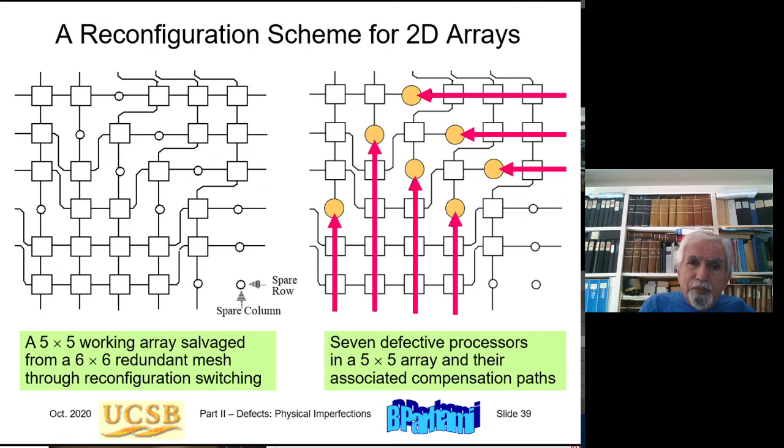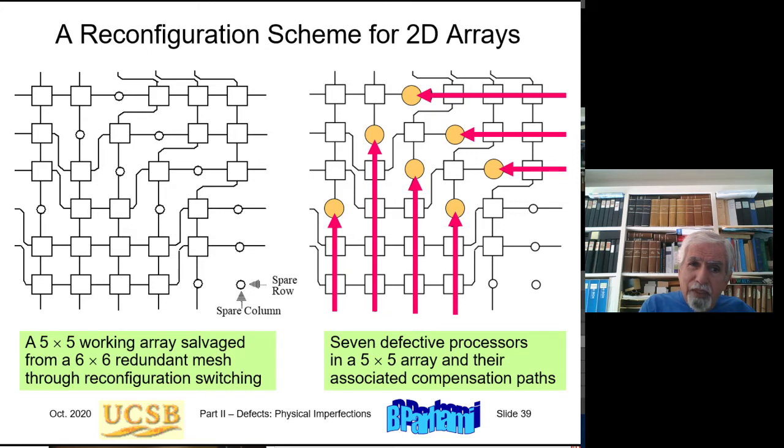So here is row 1 with its 5 units, row 2, row 3, row 4, and row 5, and similarly for the columns. Notice that the rows are shifted down in order to circumvent this particular defect. So the row that normally went here has been shifted down and then back up once we have circumvented that defect. It doesn't have to go back up.